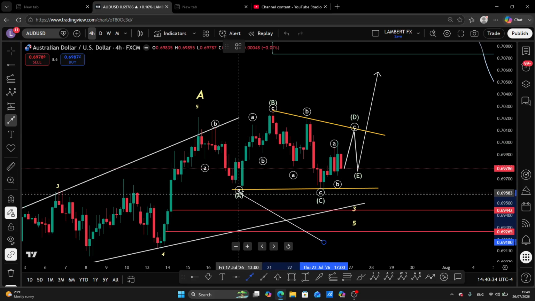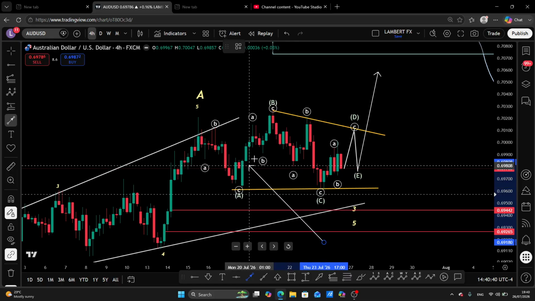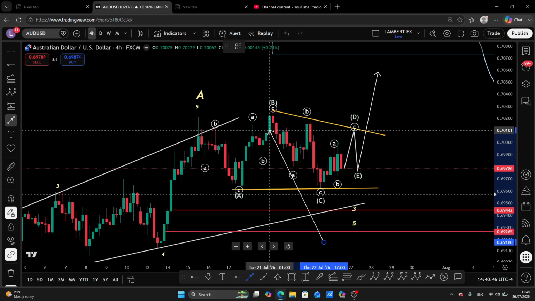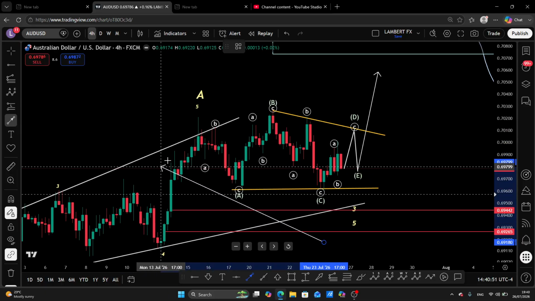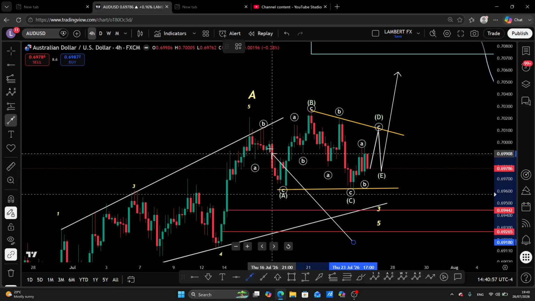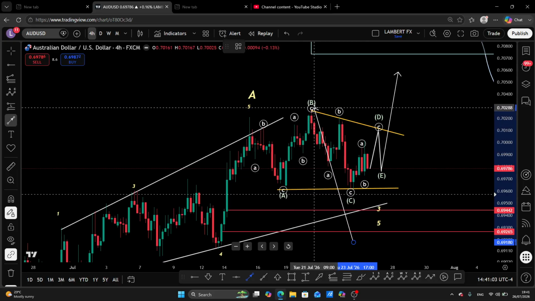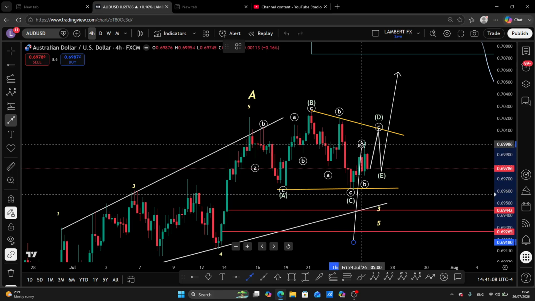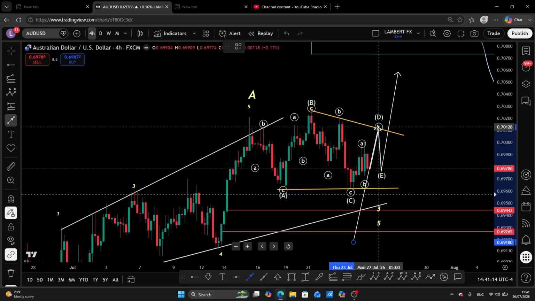So this is a triangle shaping up here. After we had the A, this leading diagonal finished. Then we had our first ABC leg for A, then a correction again for B, and then we had an ABC for C, and now we've had an A. I believe this is a B now, so we need a push up for C for D.